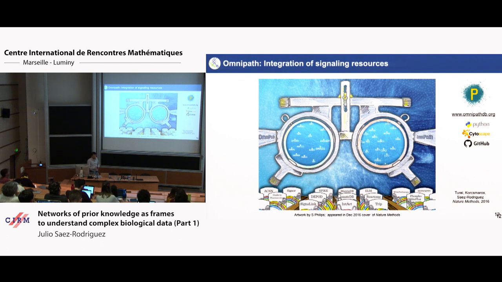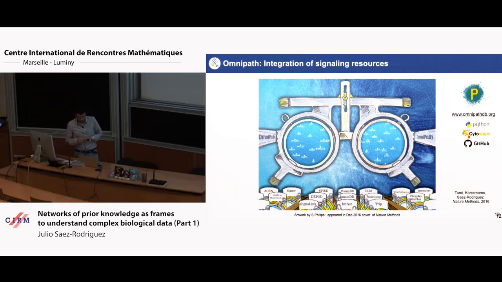So it's important to have a sense of the value of different resources. A bit like when you go to the ophthalmologist to find the right lens for your glasses, we always try to find the best combination of resources to answer the question at hand. Okay, so that's just to say that there are different places to get biological knowledge.